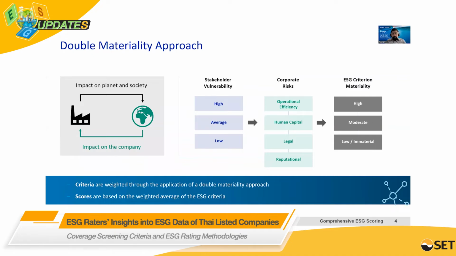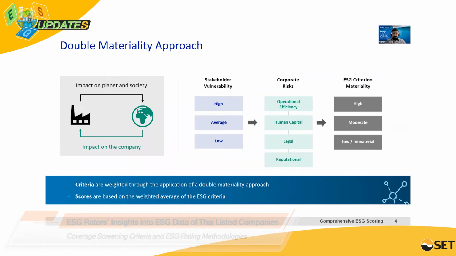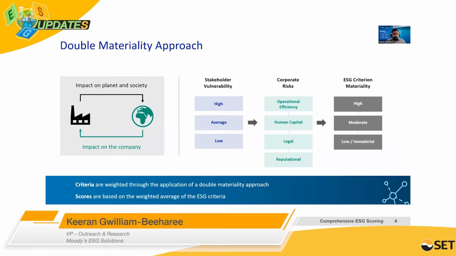Now, in order to determine which of those 38 factors are actually material, we adopt what I call a double materiality approach, whereby we determine the extent to which a company is putting stakeholders at risk in their management of this factor, but also the extent to which a company might face business risks should they fail to manage the factor. So that risk could materialize in impacts to the operational efficiency of the company, impacts towards human capital, retention, attractivity as well. This could materialize in the form of legal risks, so fines and penalties, and also reputational damage to the company.